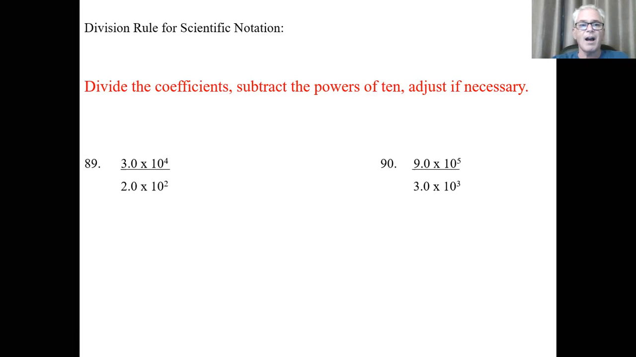But here we go. 89, 3 divided by 2, 1.5. And then 10 to the 4th, 10 to the 2nd, you have to subtract. So it's going to be 1.5 times 10 squared. Now on the other side here, 9 divided by 3, 3. And then 10 to the 5th compared to 10 to the 3rd, 5 take away 3 is 2. So the answer is 3.0 times 10 squared. No adjusting this time. The coefficients are greater than 1, less than 10. You don't have to adjust them. It was easy.